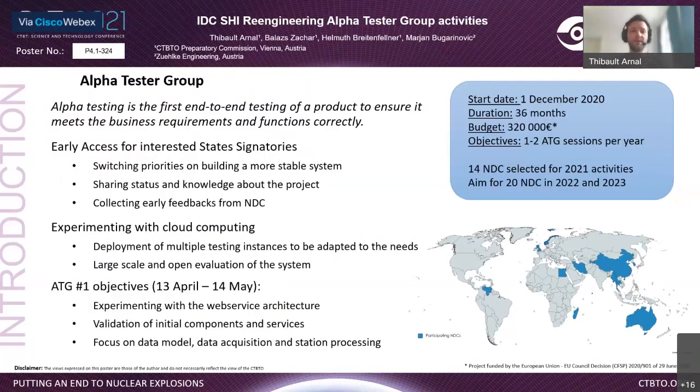And the Alpha Tester Group is a project we started that is funded by the European Union, which intends to allow national data centers to participate in the evaluation of the system and to contribute to improve and adapt it to the needs of the CTBTO and the NDCs. This poster, just briefly, well, I wanted to mention that the first testing session happened in April, and it was about exploring the web service architecture and validating the initial components we delivered. So if you're interested in the poster, please go to the dedicated page and contact me if you have any question.